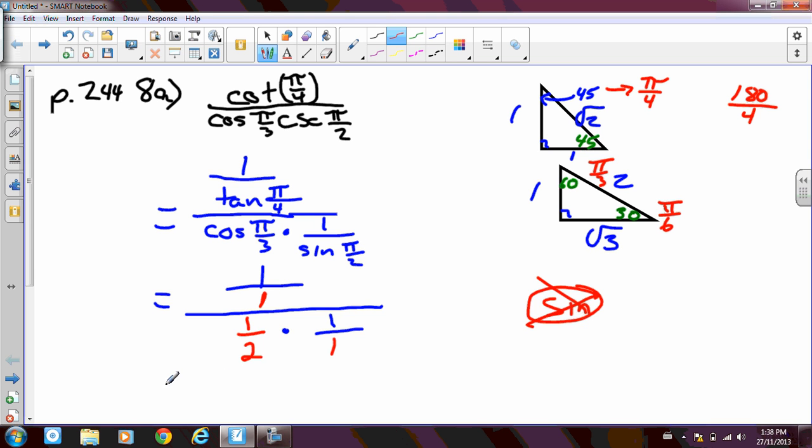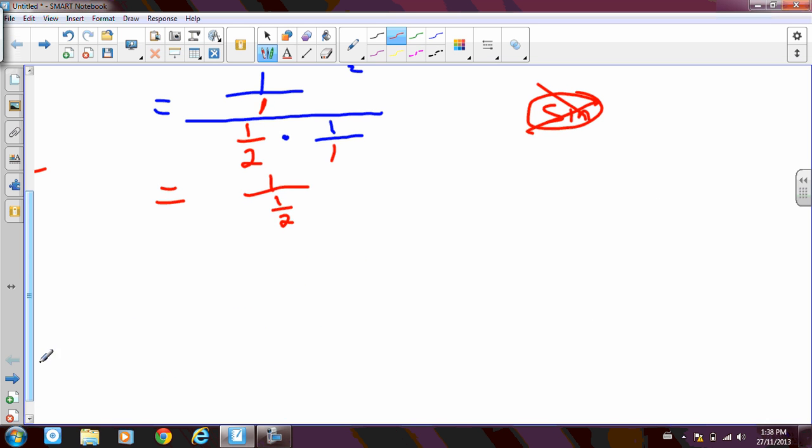And so now I've got some numbers here, 1 divided by 1. On the bottom I have 1/2 times 1, which is 1/2. And then this is 1 divided by 1/2, which we flip and multiply to solve. And so my answer is 2.